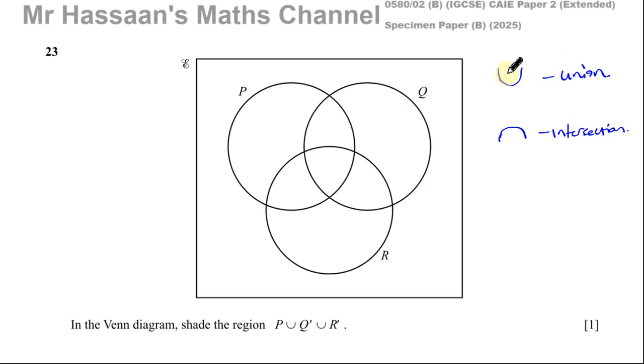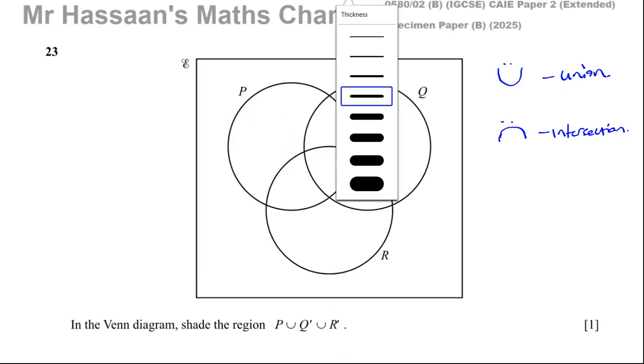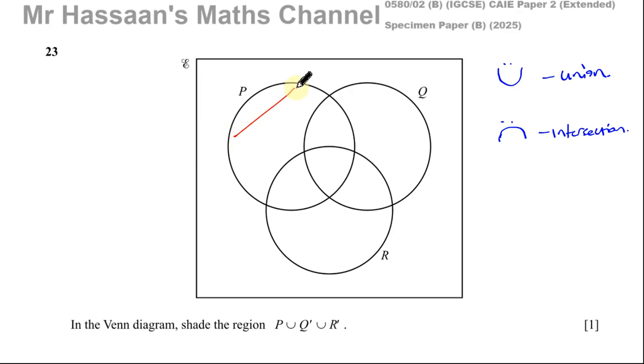Now I like to think of union as Mr. Smiley Face and intersection as Mr. Frowny Face. Right? In this case, we only have smiley faces here. So if everything is dealing with unions, then you just have to include all of these items. So I've got to include all of P. P union Q complement, union R complement. So I'm going to shade all of P. All of P has to be shaded.